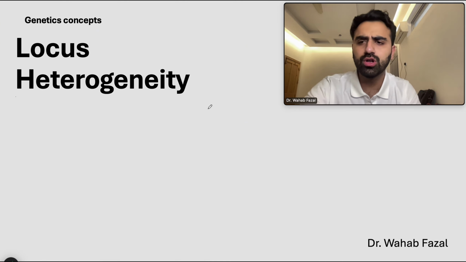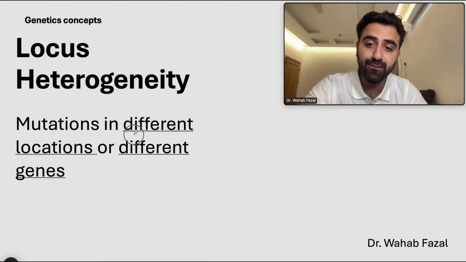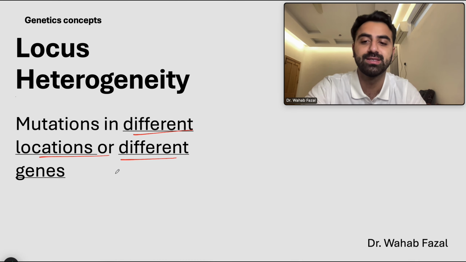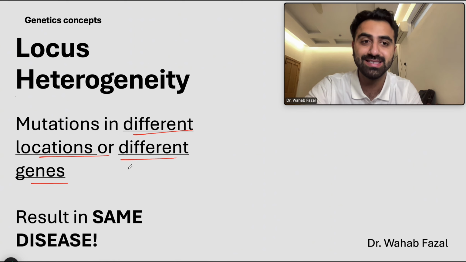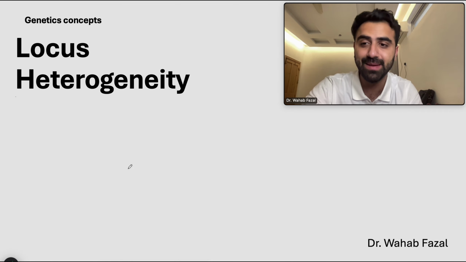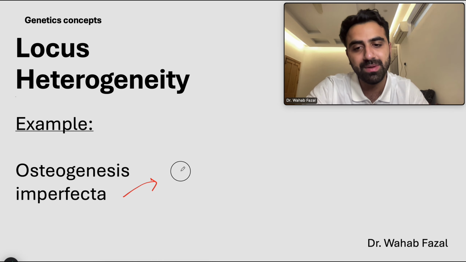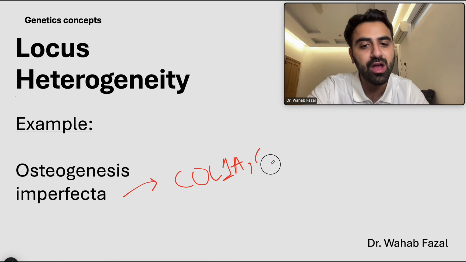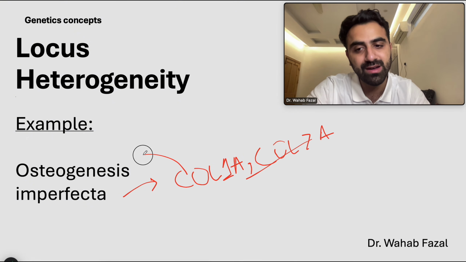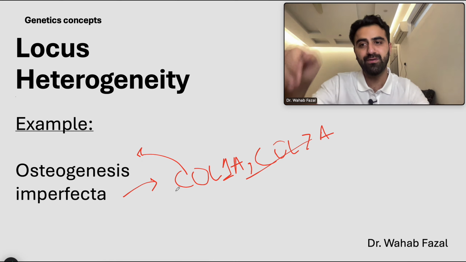Then let us talk about the concept of locus heterogeneity, which is mutation in different locations, different genes. Mutations in different locations and different genes end up resulting in the same disease. What's an example for this? An example for this is osteogenesis imperfecta. We know that there are multiple genes associated with it, like COL1A, COL2A if I'm not wrong, and all of these are associated with osteogenesis imperfecta. So there are mutations in different locations, in different genes.